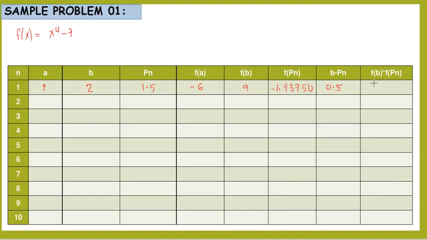Okay? So, we need to find the value of this. So, the function of b, nasan yung function of b natin? 9. Multiplied function of pn, which is 1.5, that is equal to negative 17.4375. So, kindly check if my calculation is correct. So, ito yung FB natin. Ito yung FB natin. And ito yung FPN natin. So, you just have to multiply these two. Ito yung kalalabasan. Negative 17.4375. Okay. So, sabi natin, if this is negative, yung value daw natin sa next interval, yung A natin is equal to Pn pag negative ito.